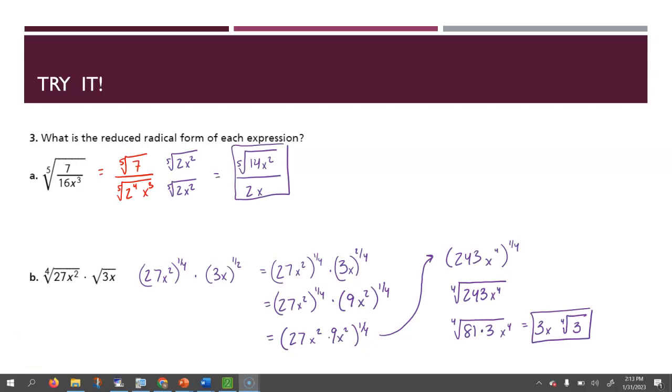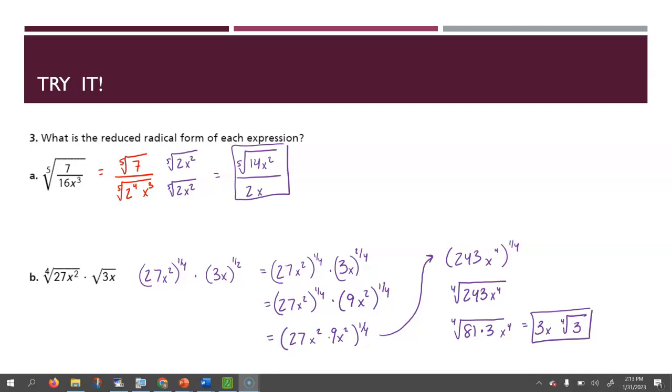So the first one, you should have broken this up into two pieces. So you'd have the 5th root of 7 on top and the 5th root of 2. Now 16 is the same as 2 to the 4th. Okay, so it's really going to help you to try to figure out, well, what would this end up being? So this would be 2 to the 4th power is the same as 16. So you can figure out what you're missing. So it'd be 2 to the 4th x cubed would be the same as the 5th root of 16 x cubed.